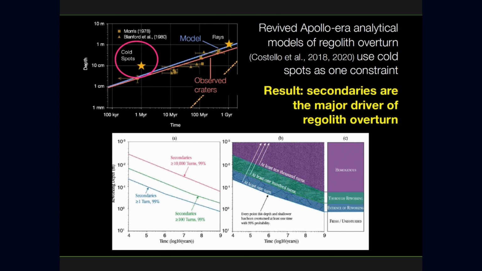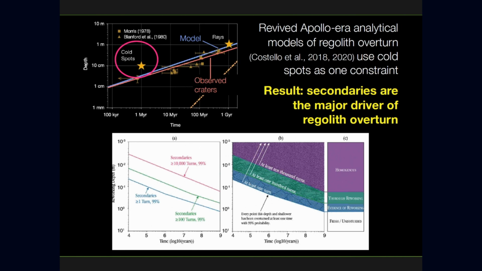What some other people, such as Emily Costello, have done with these data is to revive some old Apollo-era modeling by Don Gault to study the process of regolith overturn. These new observations from Diviner, these cold spots and other observations, have provided really important constraints on these models. The upshot of all of these models is that secondary craters are the major driver of regolith overturn. You can't match the observation of the fading rates of cold spots or rays or any number of other constraints without accounting for secondary cratering.